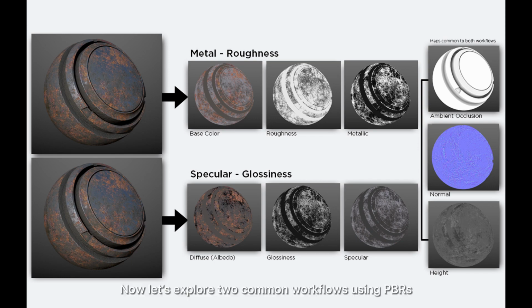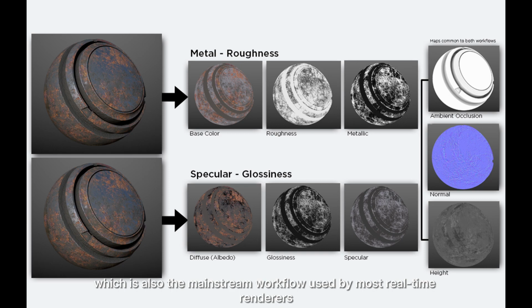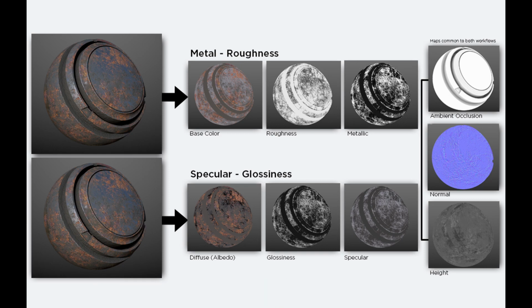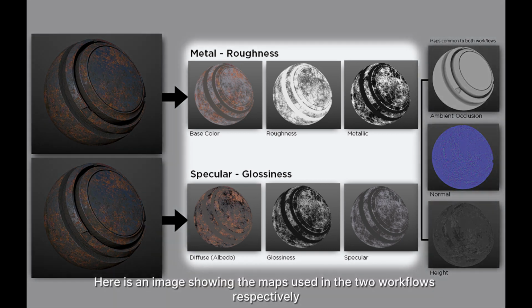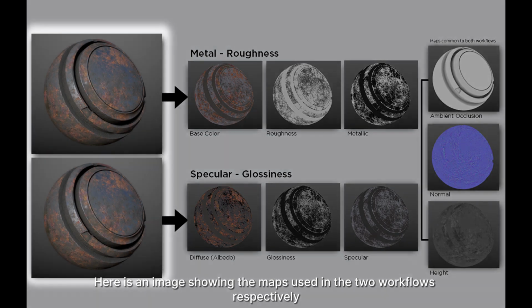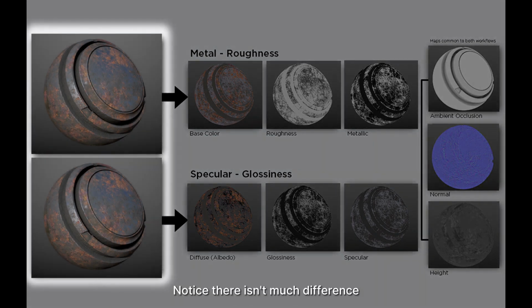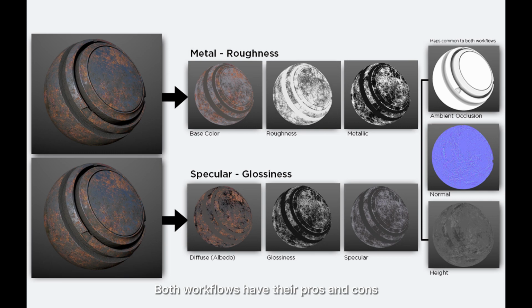Now let's explore two common workflows using PBRs, which are metal, roughness, and specular, glossiness. D5 Render uses the former, which is also the mainstream workflow used by most real-time renderers. Here is an image showing the maps used in the two workflows respectively. Notice there isn't much difference. Both workflows have their pros and cons.